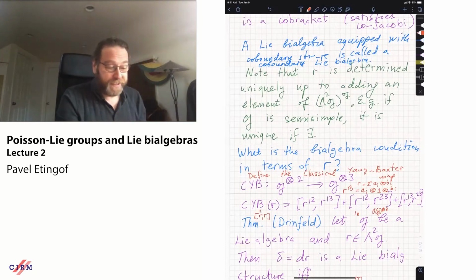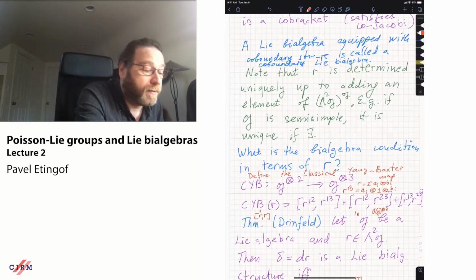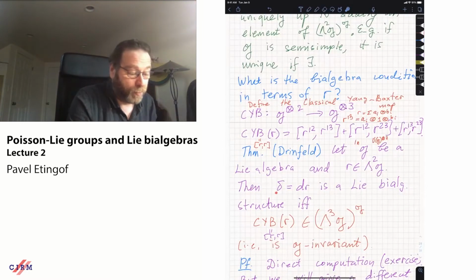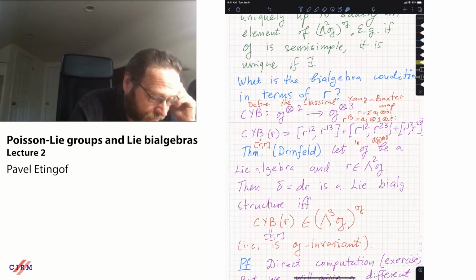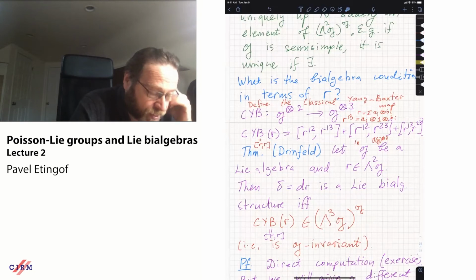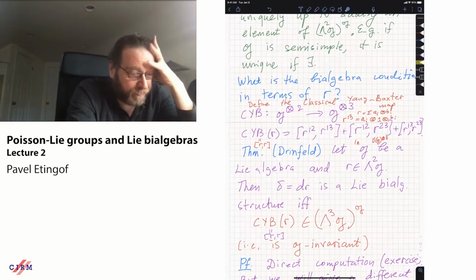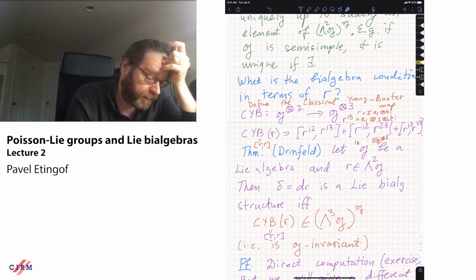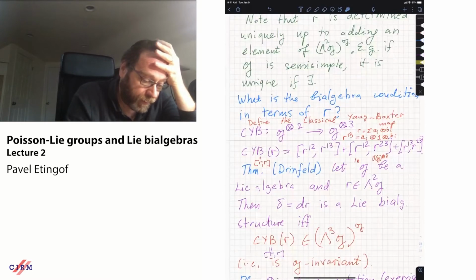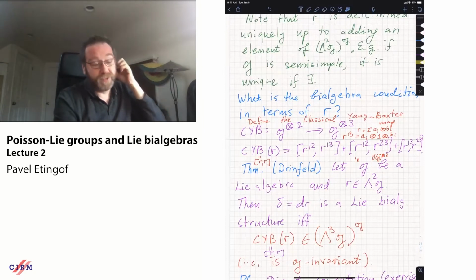So a theorem of Drinfeld says the following. If G is a Lie algebra and R is an arbitrary element in wedge 2 of G, then its coboundary dR is a Lie bialgebra structure if and only if this classical Yang-Baxter expression of R is an invariant element in wedge 3. It's easy to see that if you apply the CYB to a skew-symmetric element lying in wedge 2 of G, then you get a skew-symmetric element lying in wedge 3 of G. But you don't always get an invariant element. And the condition for this to define a Lie bialgebra structure is that you get an invariant. This condition that it is an invariant element is called the modified classical Yang-Baxter equation.